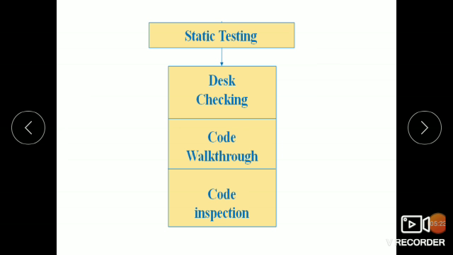This is about static testing. Static testing contains three different types, that is desk checking, code walkthrough, and code inspection. Desk checking is single person oriented, while code walkthrough and code inspection are group oriented methods.